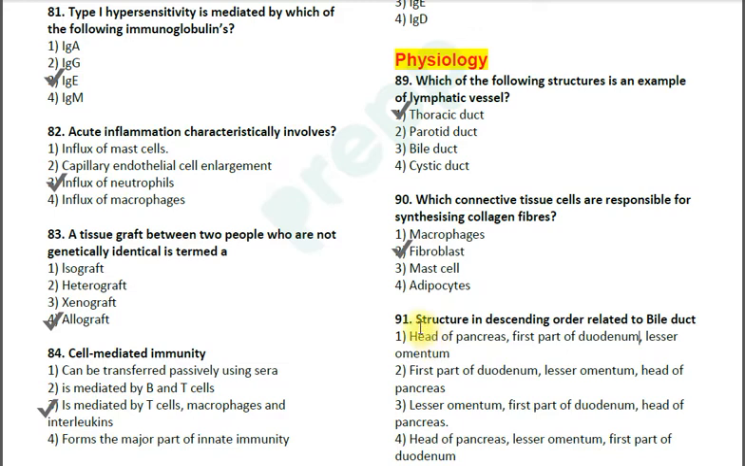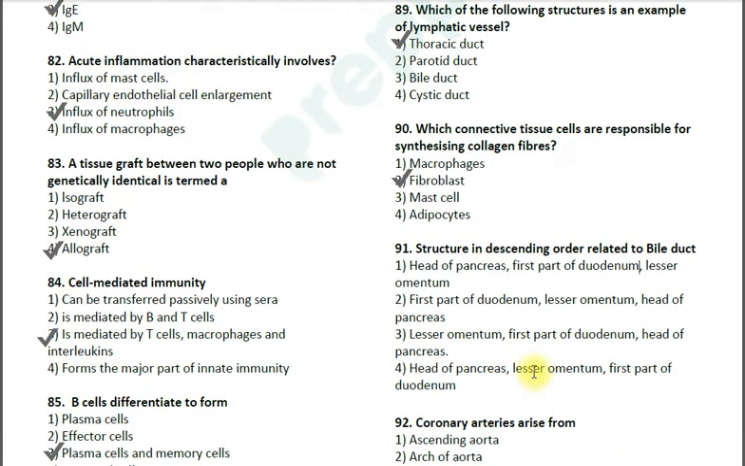Now question number 91. Structure in descending order related to bile duct. Number 1 is head of pancreas, first part of duodenum, lesser omentum. Number 2, first part of duodenum, lesser omentum, head of pancreas. Number 3, lesser omentum, first part of duodenum, head of pancreas. Option 4 is head of pancreas, lesser omentum, first part of duodenum. Here the correct one is option number 3, which is lesser omentum, first part of duodenum, head of pancreas. Lesser omentum is a double layered sheet of peritoneum.